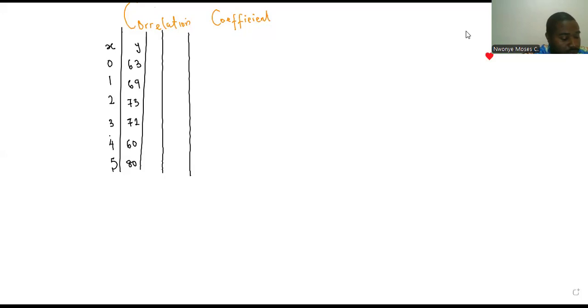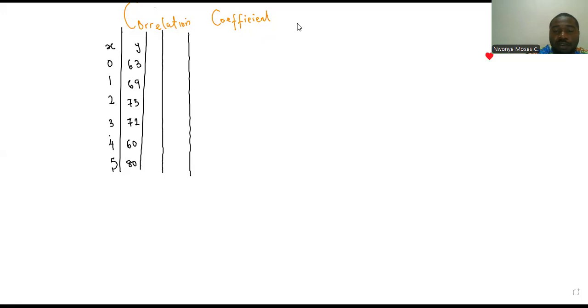Okay, so I'll try to explain the correlation coefficient using this example. If you're given this set of data, say you have X and Y, and you want to know the correlation between X and Y, there are things you need to calculate.